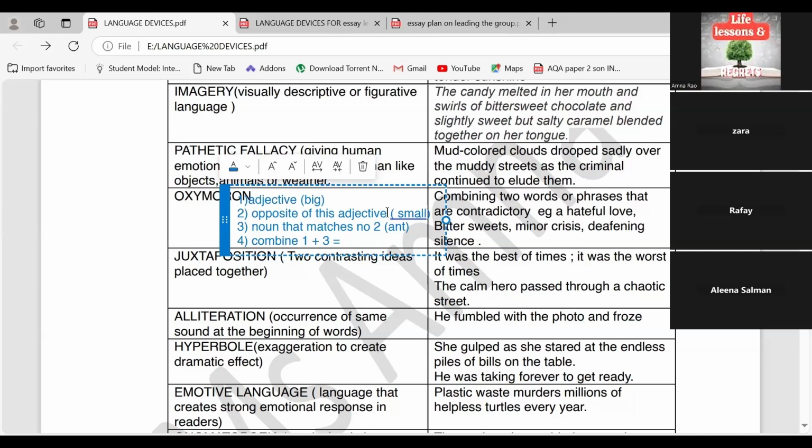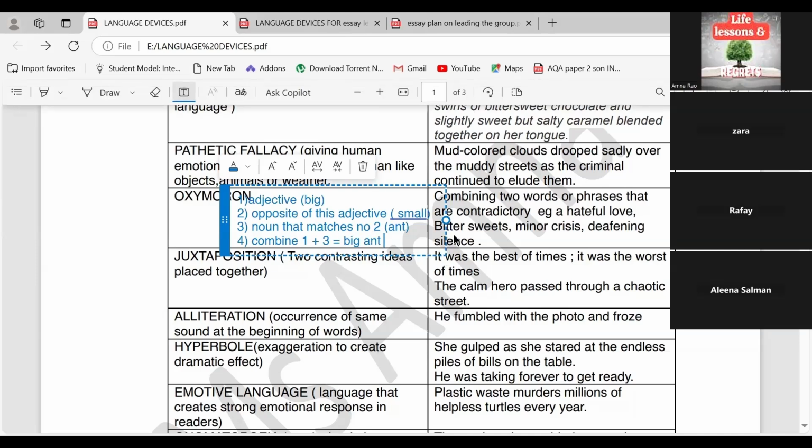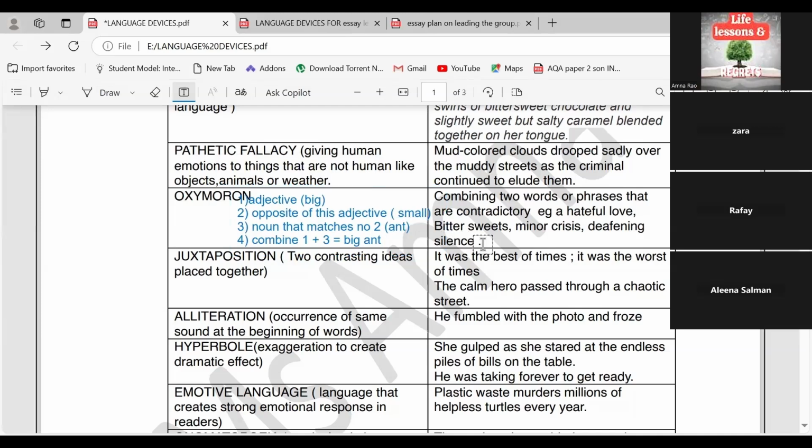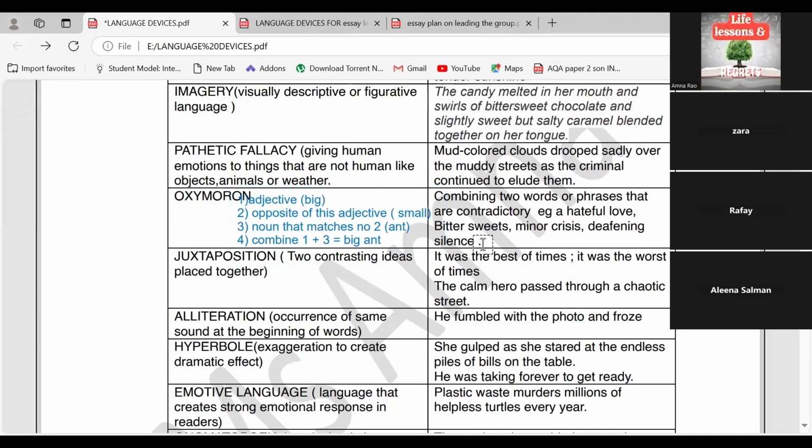And that is actually big ant. So this is my oxymoron, beta. This is the way of making an oxymoron. You think about anything. Maybe, for example, you're sitting beside a table, a window, and you want to describe the window, right? So how will you describe a window? What kind of oxymoron can you make regarding a window?